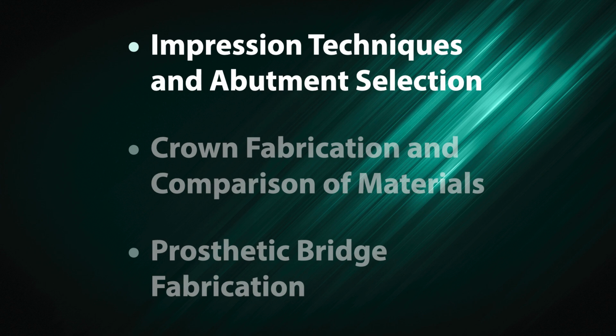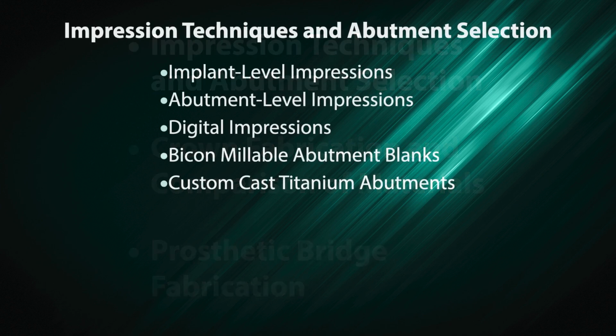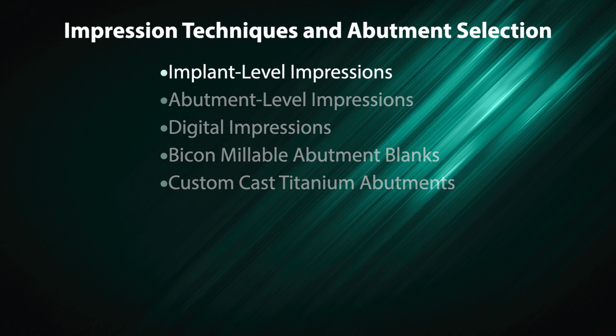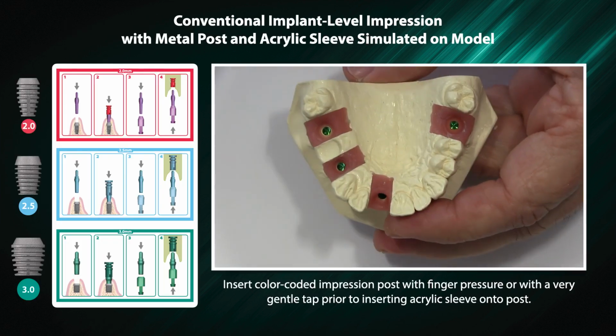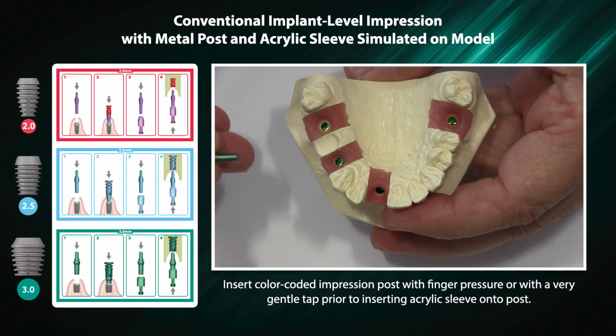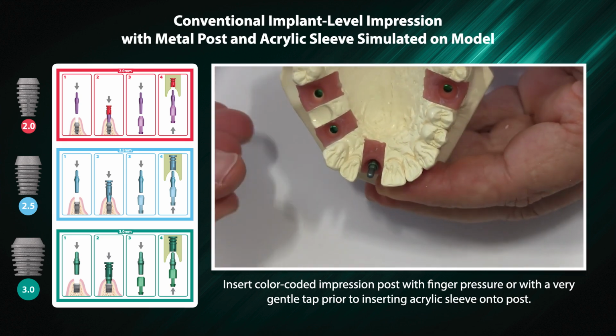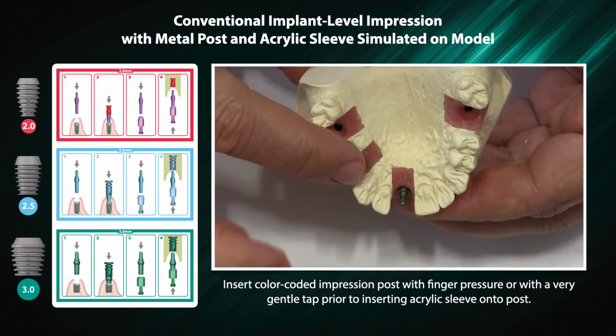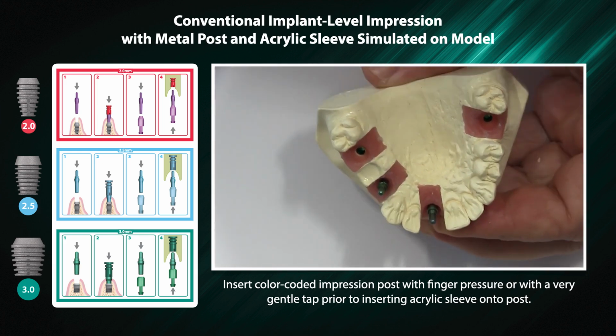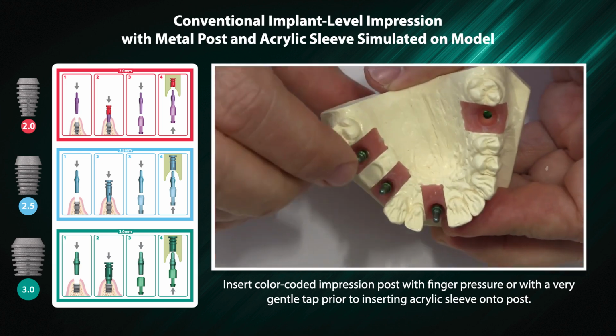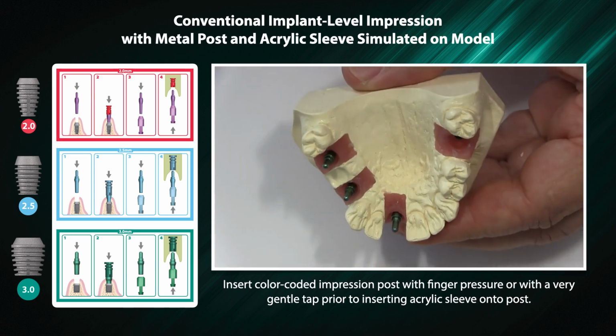Impression techniques and abutment selection. Implant-level impressions. Conventional implant-level impression with metal post and acrylic sleeve simulated on model. Insert color-coded impression post with finger pressure or with a very gentle tap prior to inserting acrylic sleeve onto post.